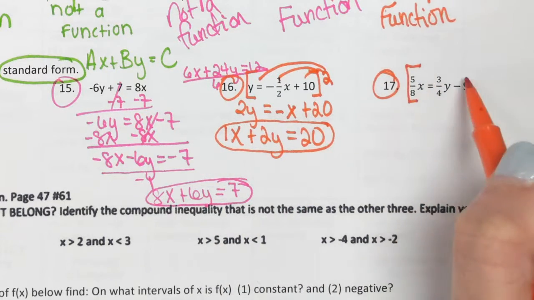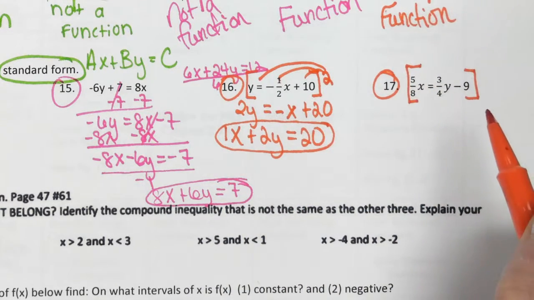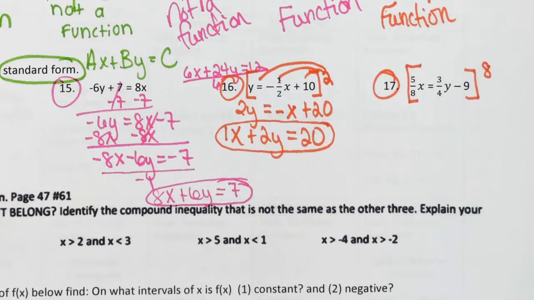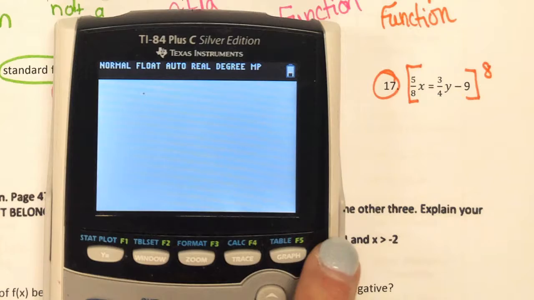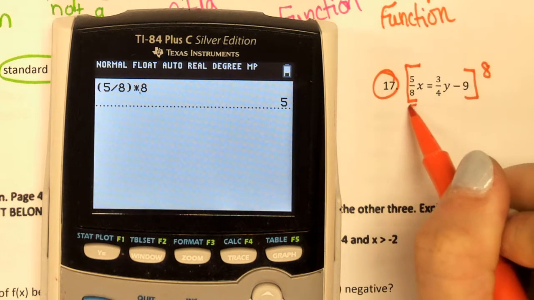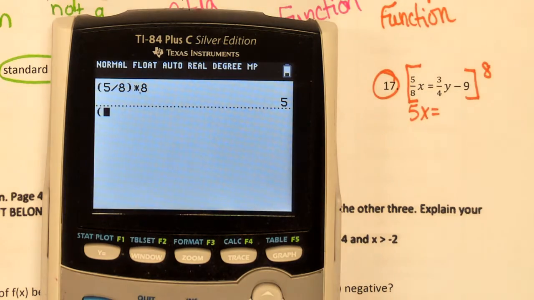All right, here we go. 17, you can't have fractions. So what's the least common denominator between 8 and 4? It is 8. Very good. All right, you're on your quiz, and you have no idea what 5/8 times 8 is. You type it in. 5 divided by 8, and then times 8. What do you get? 5x. 5x equals 6y.